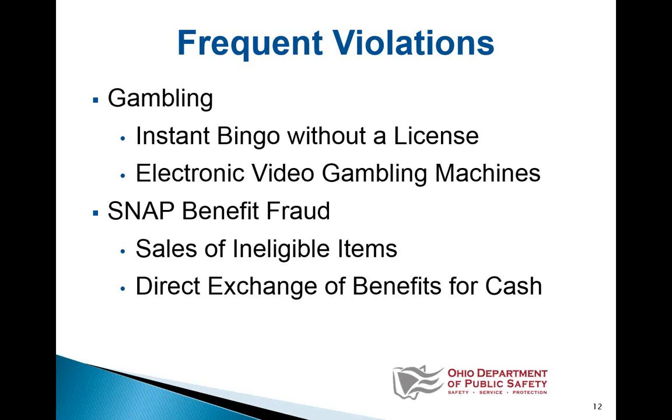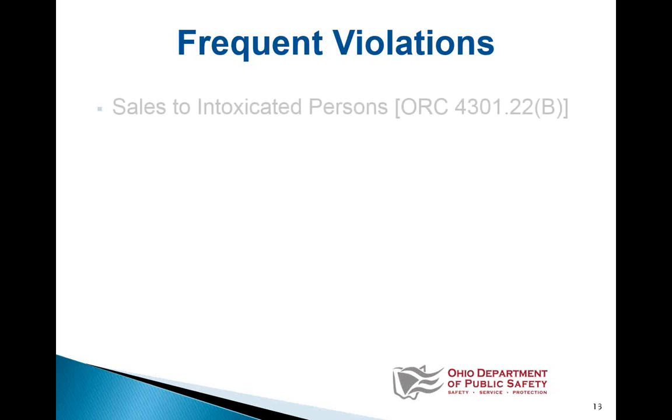Some of the other frequent violations that are rather important to know about are sales to intoxicated persons. That is a violation where we have to be able to establish knowledge on behalf of the permit holder or their agent or employee. But at the same time, permit holders can combat that by having training for their employees, as well as methods and procedures in place to deal with intoxicated individuals, make sure they don't drive, and get safely home.